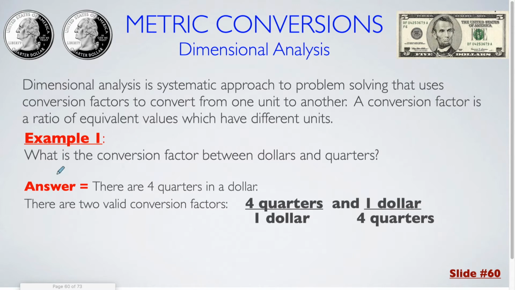In our example here, what is the conversion factor between dollars and quarters? Now everybody should know that there are 4 quarters within a dollar. If we are going to set this up as a conversion factor, you could say that you have 4 quarters over $1 or $1 over 4 quarters. Depending on what unit you're starting with, you might use either of these two potential conversion factors. In dimensional analysis, the units are going to need to cancel.